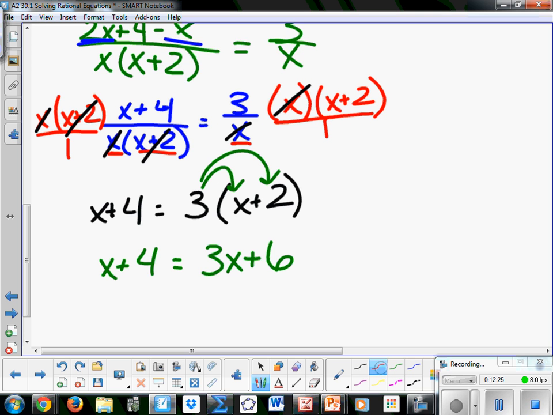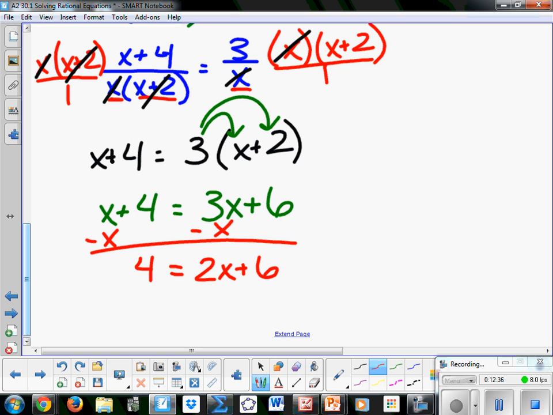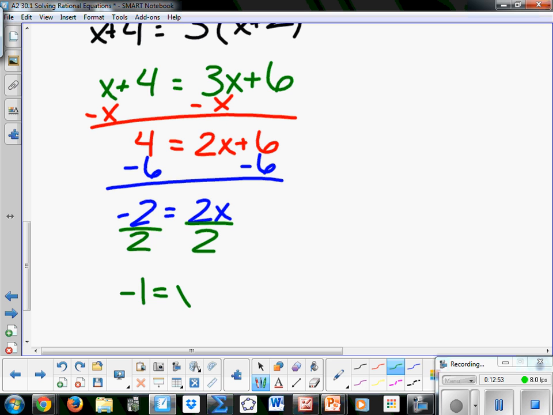Okay. Now, I don't have any quadratics to deal with, so I don't have to get this equal to 0 in order to solve. I can just subtract my x's. I end up with 4 equals 2x plus 6. Okay, I'm going to subtract 6 from both sides. When I do that, I end up with negative 2 equals 2x. Divide by 2, divide by 2. I end up with negative 1 equals x.